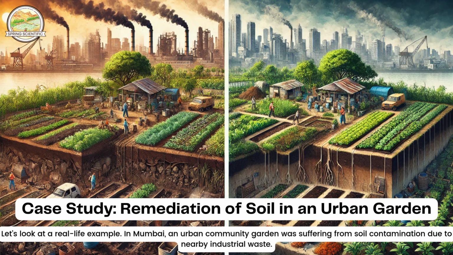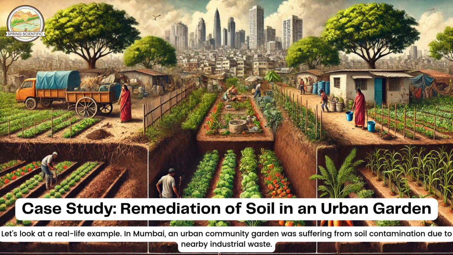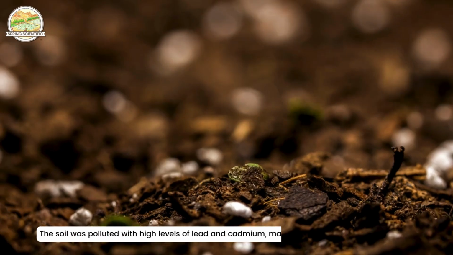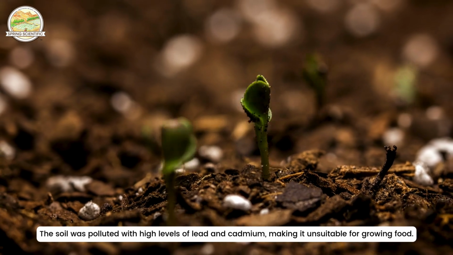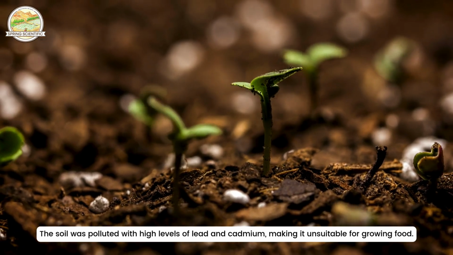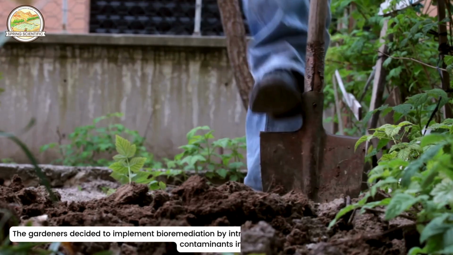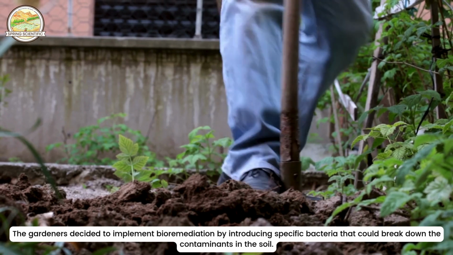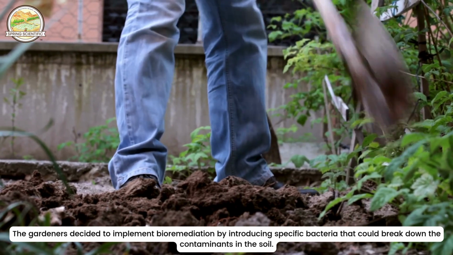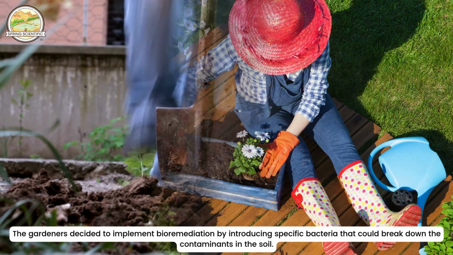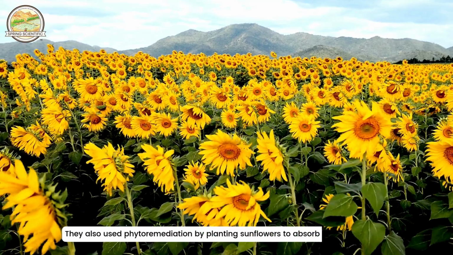Let's look at a real-life example. In Mumbai, an urban community garden was suffering from soil contamination due to nearby industrial waste. The soil was polluted with high levels of lead and cadmium, making it unsuitable for growing food. The gardeners decided to implement bioremediation by introducing specific bacteria that could break down the contaminants in the soil.